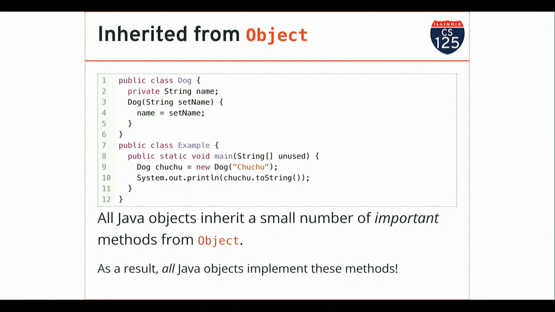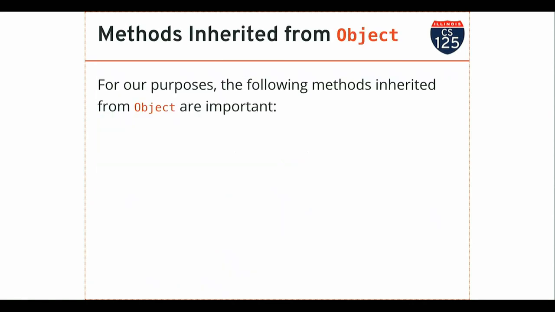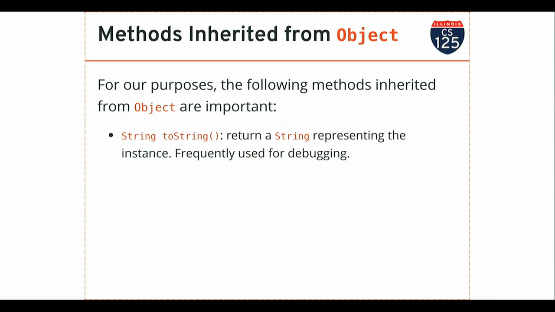And so we're going to talk about these. In fact, these are really important to programming in the Java programming language. We're going to talk about three of them during the rest of the semester, and these are the most important ones. Now, if you go to the Java documentation, you can find that there's a whole list of these. I think there's maybe 15 or something like that. But for our purposes in this course, these are the ones that we're going to care about.